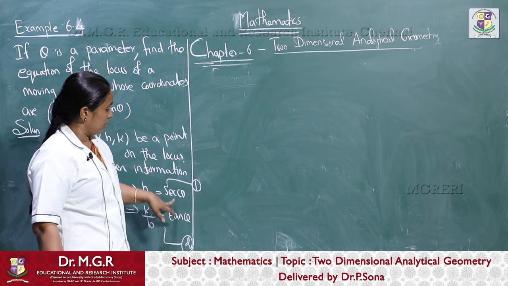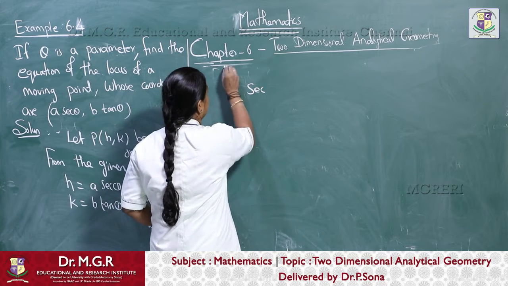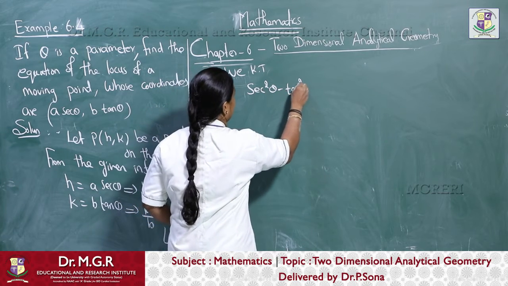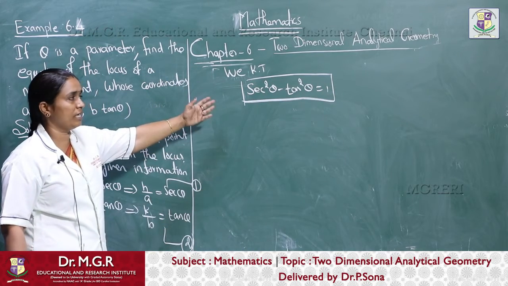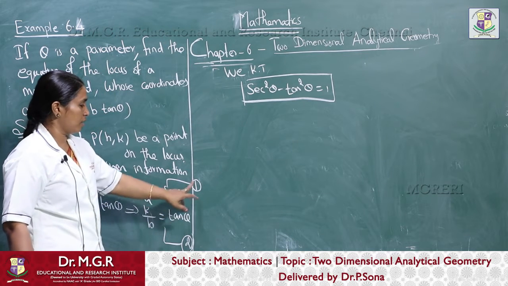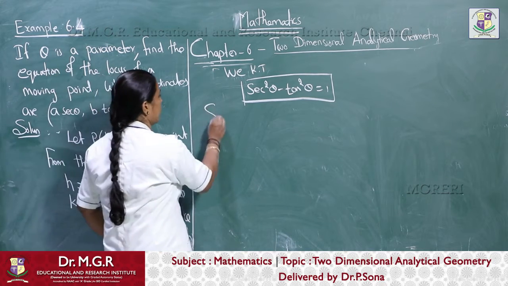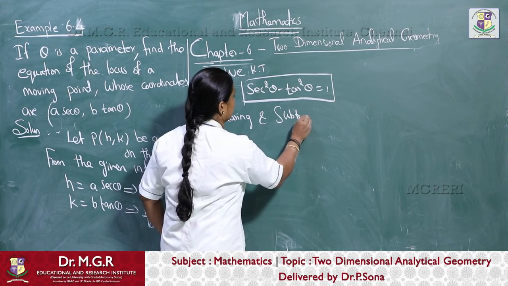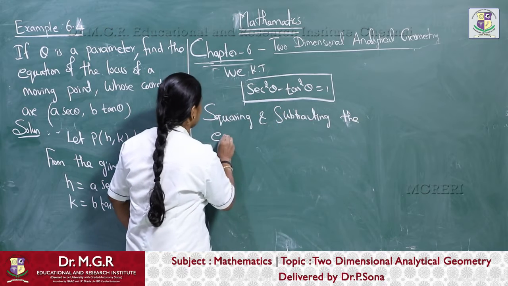We have one identity connecting secant theta and tan theta. We know that secant square theta minus tan square theta is equal to 1. This is one of the well-known identities in trigonometry, and we are just going to apply it. So we are going to square equation 1 and square equation 2, and then subtract the equations.